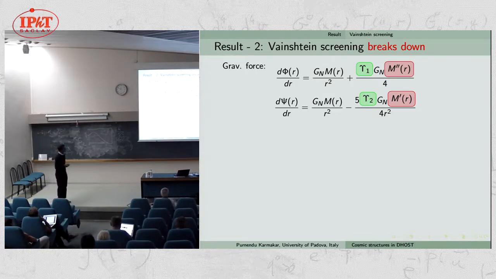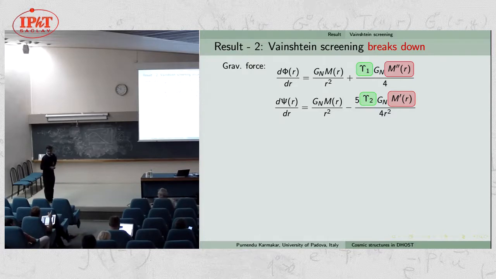And what is m? M prime is the derivative of the mass distribution inside the matter object. I will explain one by one. The fundamental point of view is that if this is non-zero, the Vainshtein screening mechanism is breaking down.